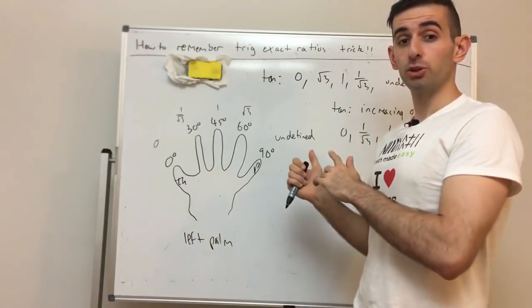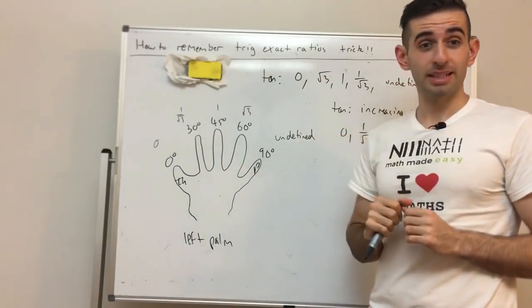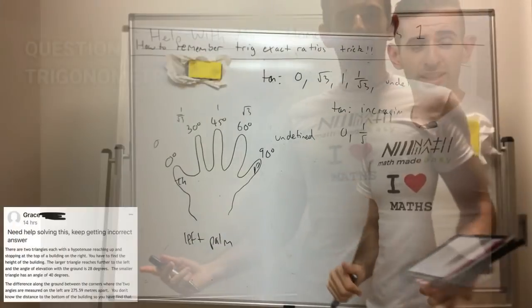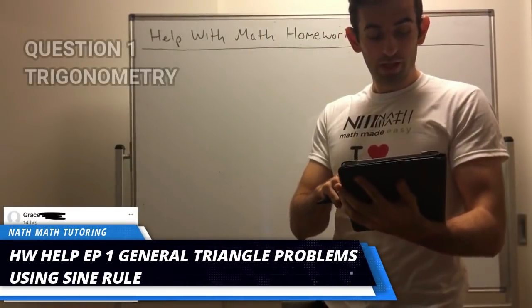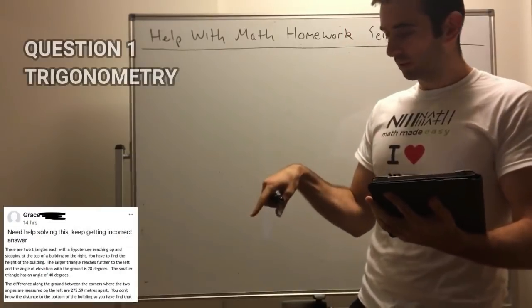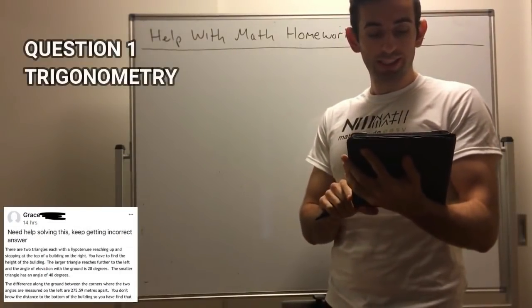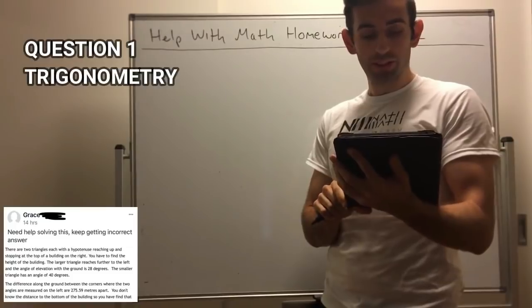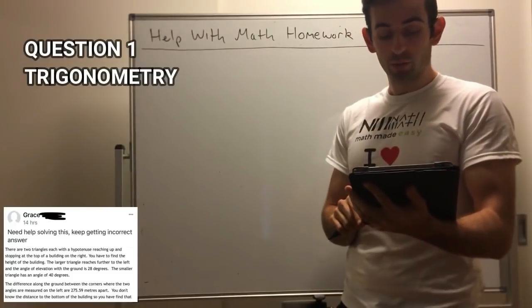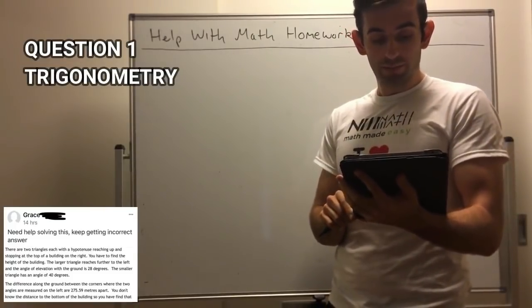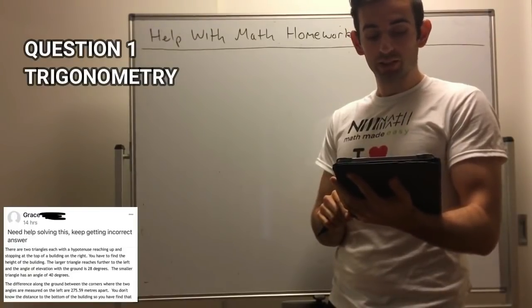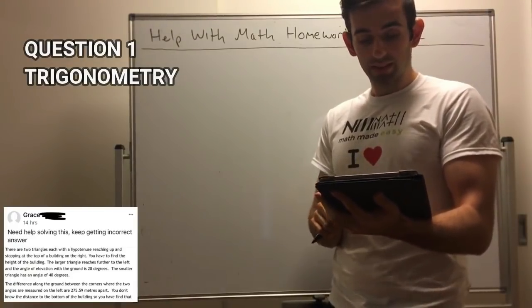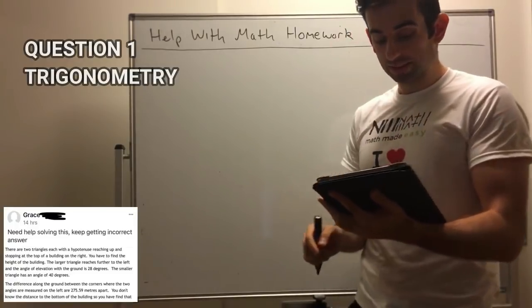Alright, so if you enjoyed this little trick on how to remember the exact values, let's get into the questions. The first question comes from Grace. You'll see the question at the bottom here. There are 2 triangles, each with a hypotenuse reaching up and stopping at the top of a building on the right. You have to find the height of the building. The large triangle reaches further to the left, and the angle of elevation with the ground is 28 degrees. The small triangle has an angle of 40 degrees.